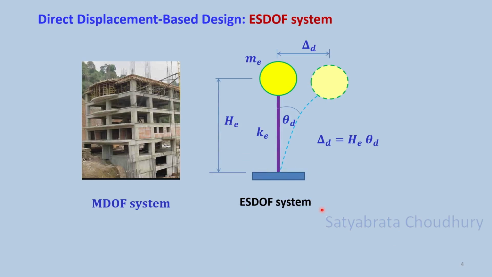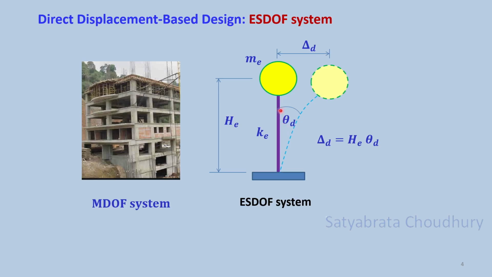What are the properties it has? It has the equivalent mass ME, the equivalent stiffness KE, the equivalent height HE, and if it is allowed to have a drift theta d, this is also called design drift. The drift can be measured either in percentage or in radian. Suppose we have a 2% drift, then it is in percentage, it is equivalent to 0.02 radian.